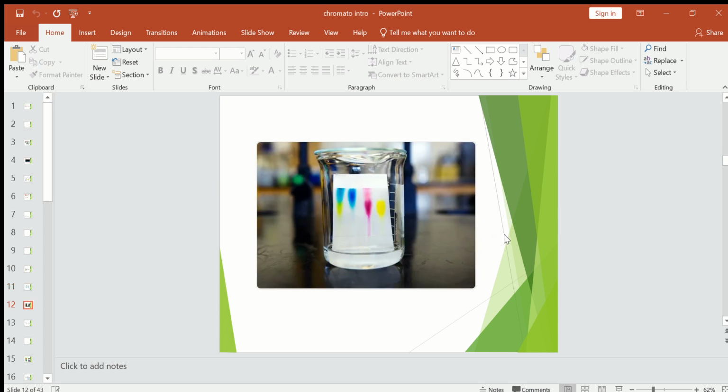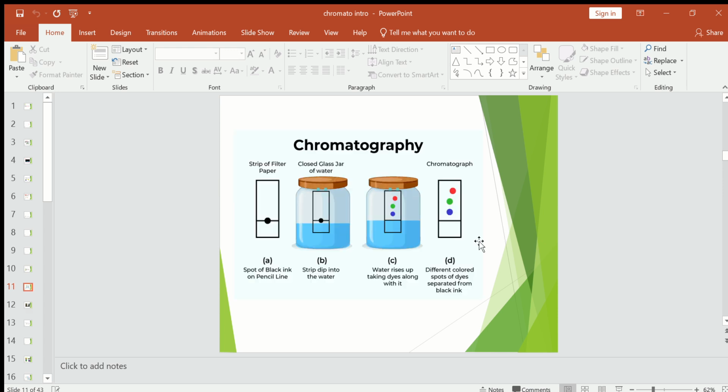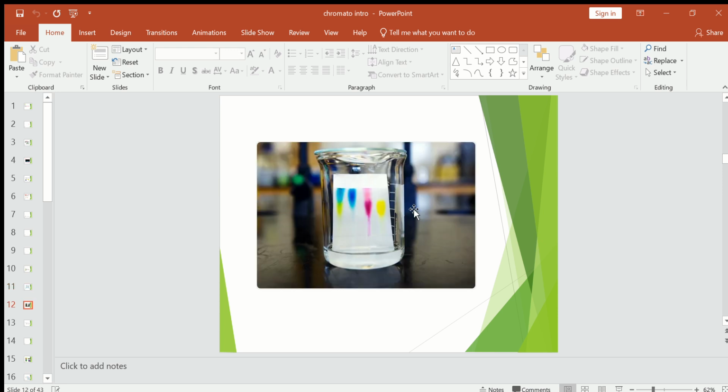Another visual representation. In this diagram, this jar is your chromatographic tank, and this beaker is your chromatographic tank covered with any petri plate or any watch glass. So the purpose of showing this diagram is that chromatographic tanks can differ.